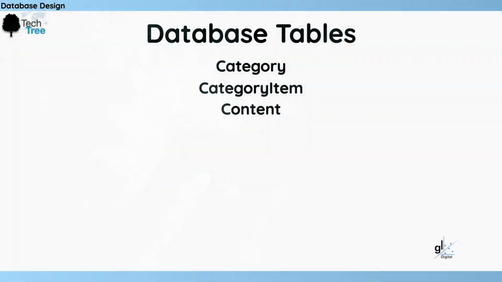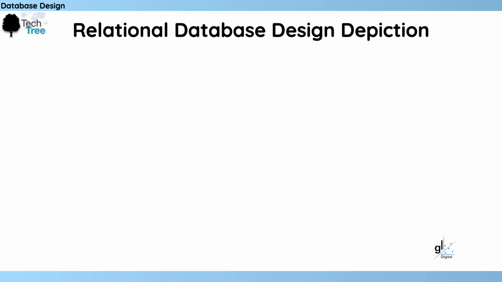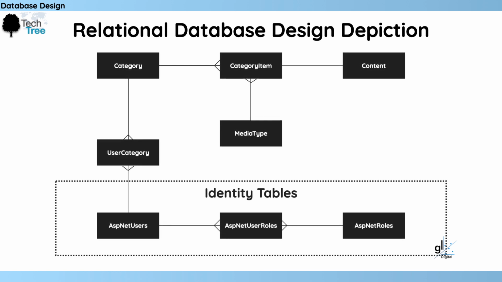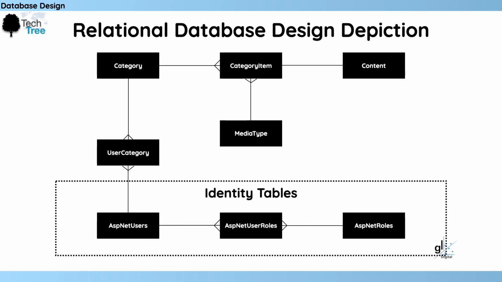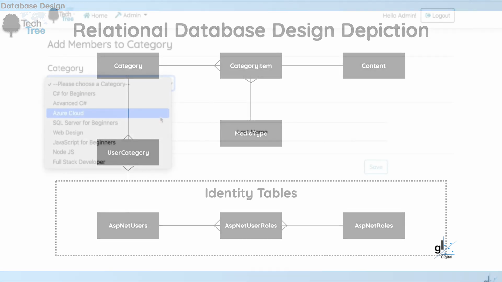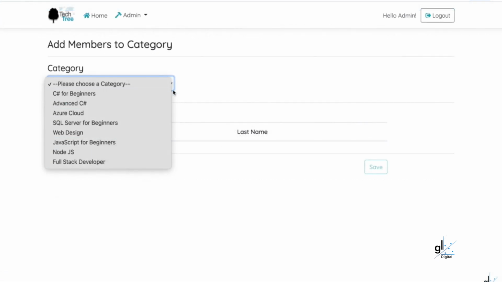Still outstanding in terms of CRUD-related functionality, we still need to create CRUD-related code for two custom entities, namely the user category entity and the MediaType entity. The user category entity joins the identity tables to the custom tables. We will create the CRUD-related code for the user category entity in a later video, where we'll need to create a front-end implementation for the CRUD-related operations for the user category entity.